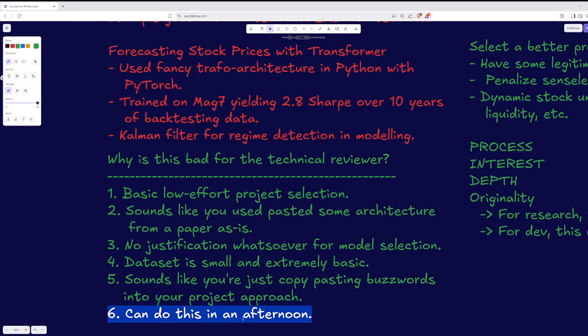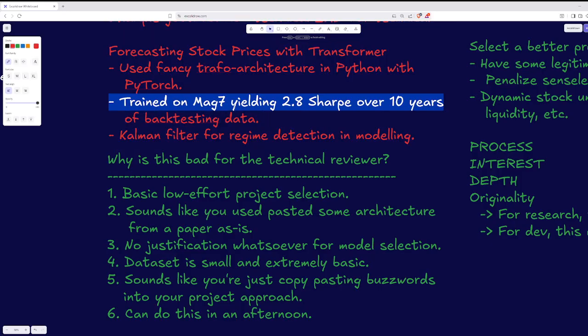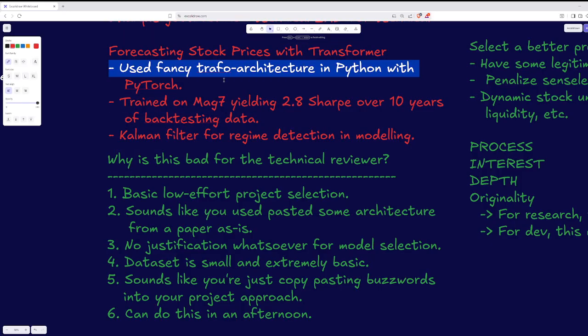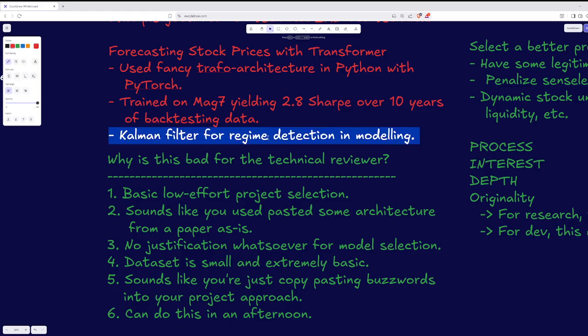And again, think about the time that you're signaling you've spent on this. This is something anyone could do in an afternoon. I can get this data in 20 minutes. I can copy-paste someone's transformer architecture in 20 minutes. And I can spin up a Kalman filter in Python, again, in 20 minutes. So this whole project could be done in an afternoon.